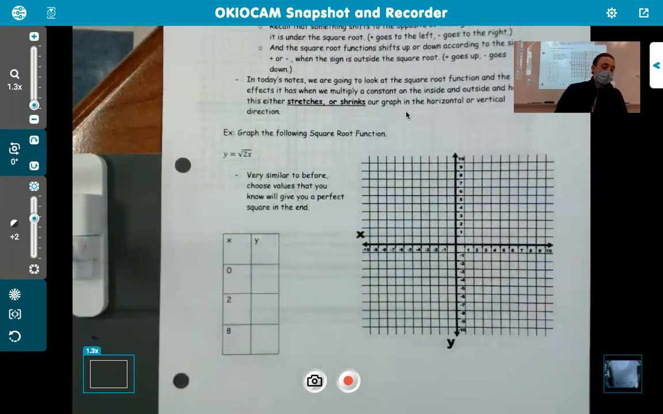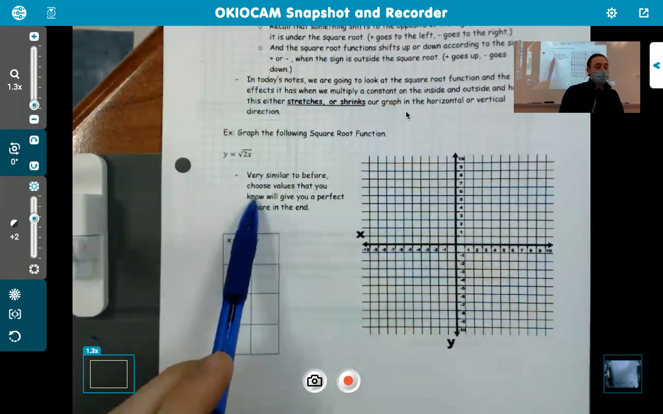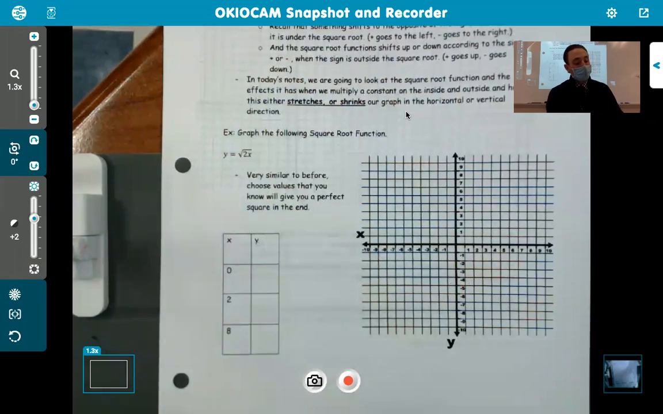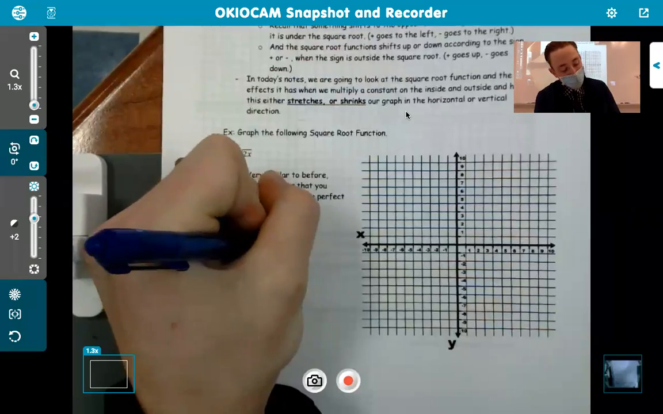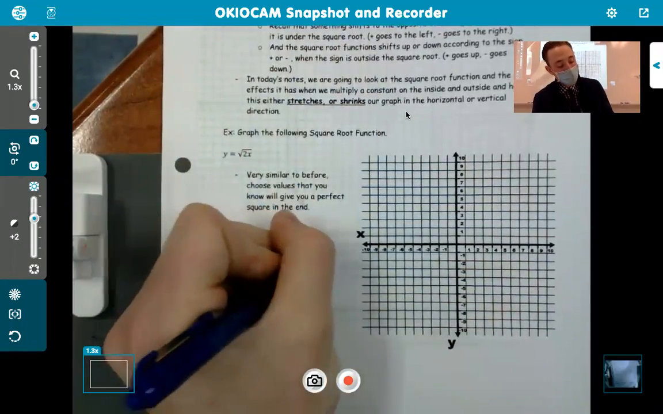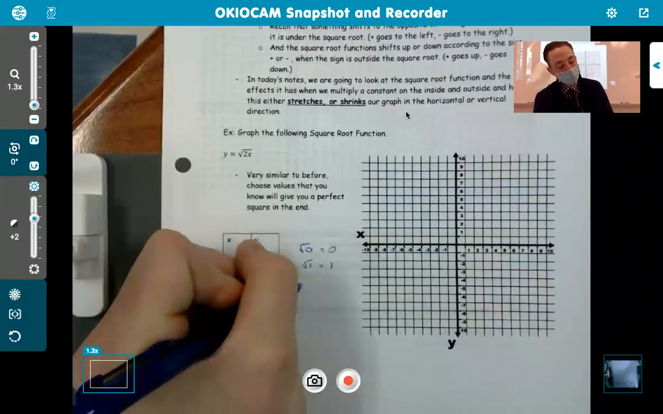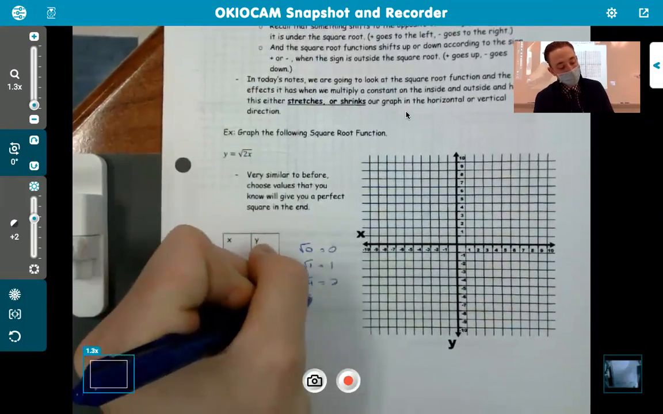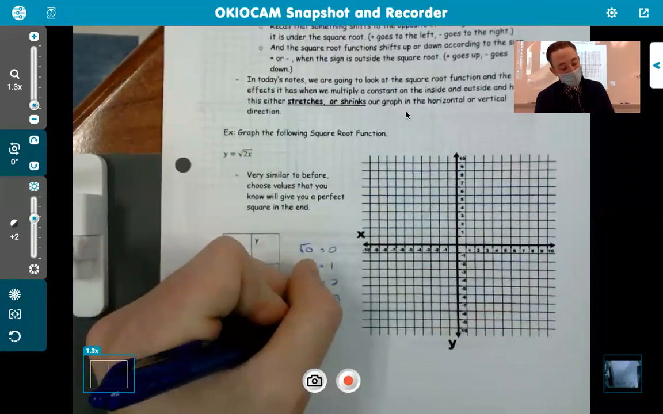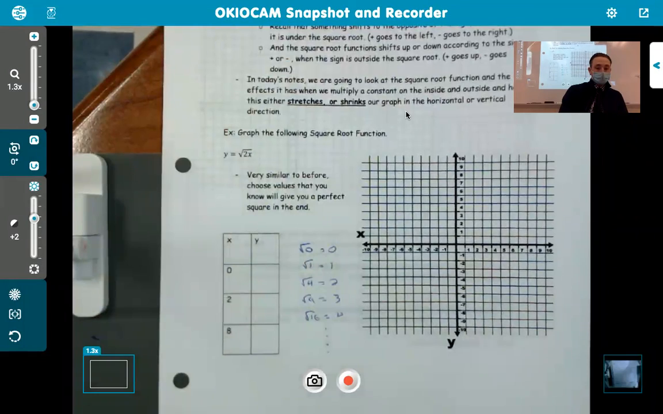Okay, so my first function here, y equals the square root of 2x, all right? You see this note here, I said very similar to before, choose values that you know will give you a perfect square. If you need to, for each problem, write out what some of those perfect square values are. You know the square root of 0 is 0. Square root of 1 is 1. Square root of 4 is 2. 9 and 3. 16 and 4, so on and so forth, right? You want to see, if possible, how you can get to those values underneath your square root. And the same goes for when we're multiplying, right? We did it with addition and subtraction. Same thing goes with multiplying.